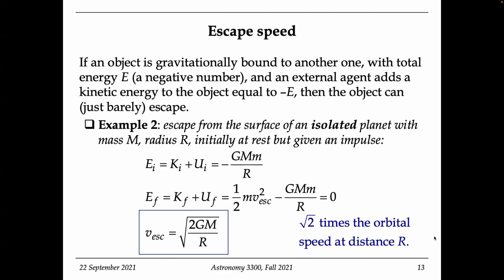Talk about escape really quickly. We were talking about things being bound, right? So this is the idea of bound energy, and I told you an example of some initial amount of energy here, where the thing is negative G M over r. That's what I wrote.